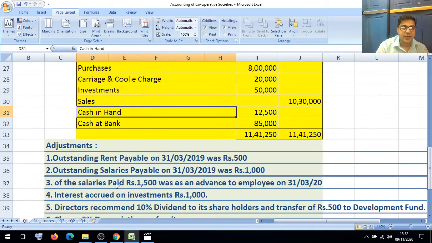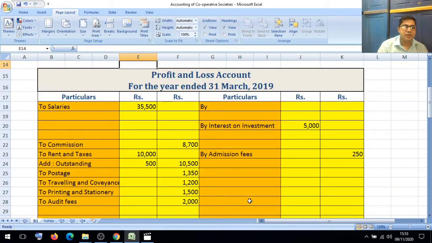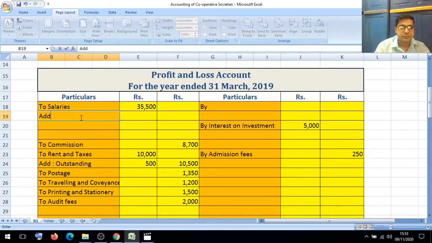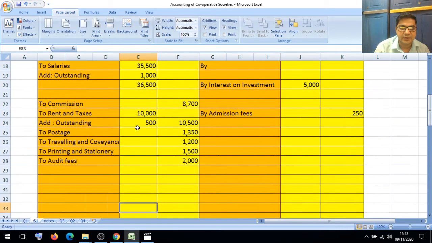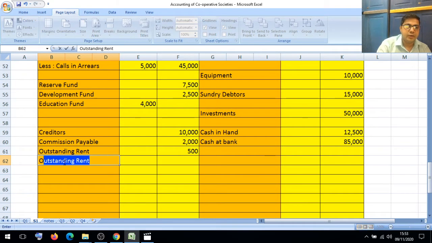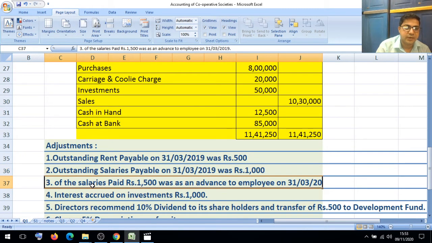After recording the first adjustment, the second adjustment, outstanding salary payable ₹1,000. The same things we consider for rent, we have to consider for salary also. We will write here add outstanding value 1,000, the total value 36,500. We will keep it in the inner column because there is one more adjustment for salary. Here we have to write outstanding salaries on the balance sheet liability side, amount 1,000.